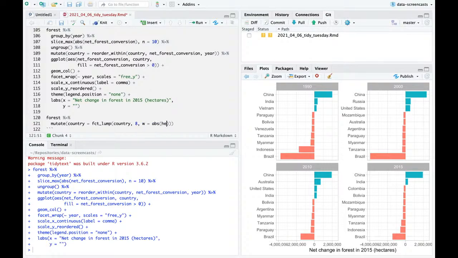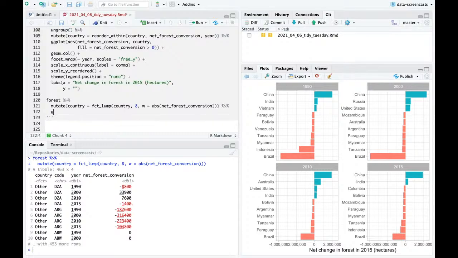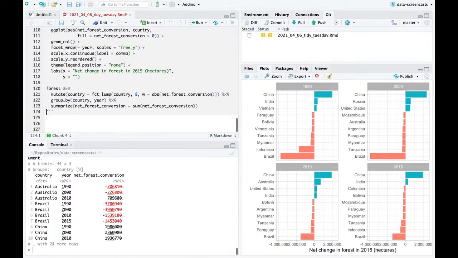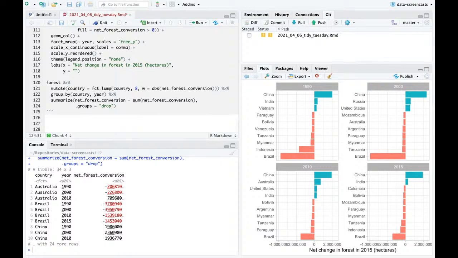Weight is absolute value of net forest conversion. Group by country and year. I'm doing something similar with Olympian. Sum net forest conversion is sum of net forest conversion. And now do drop groups equals drop. I don't want to group anymore. And now I can visualize, here we go, our year, net forest conversion, color equals country.